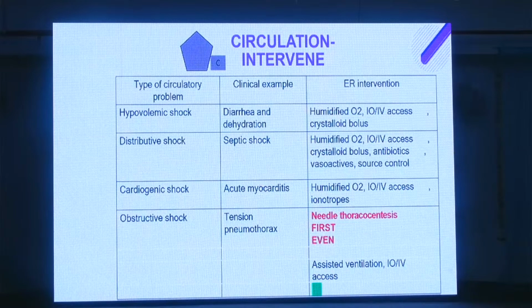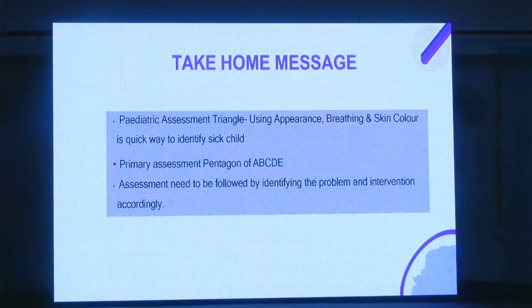Distributive shock is septic shock. Treatment is humidified O2, IV fluids, crystalloid bolus, antibiotics, vasoactives, and some other drugs. Cardiogenic shock is, for example, acute myocarditis: humidified O2, IV fluids, and inotropes. And obstructive shock is tension pneumothorax. You want to treat with needle thoracocentesis.